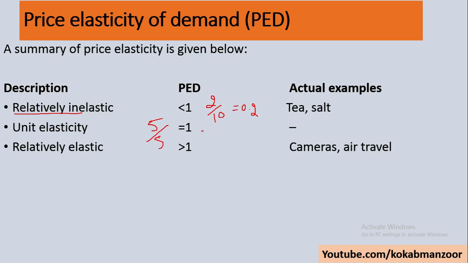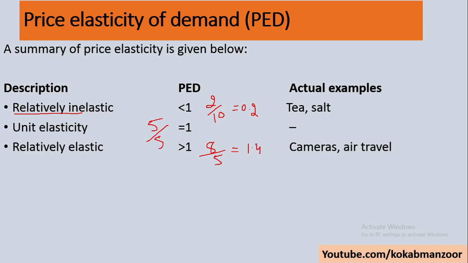And the third is just opposite to the first one, that is relatively elastic. When the percentage change in quantity demanded is more than the percentage change in price. Like price is changed by 10% and demand is changed by 20%, right? Or let's suppose price is changed by 5% and demand is changed by 8%. Like we reduce the price of any product by 5% and in response the overall demand increased by 8%. So you see the answer is greater than 1, right?